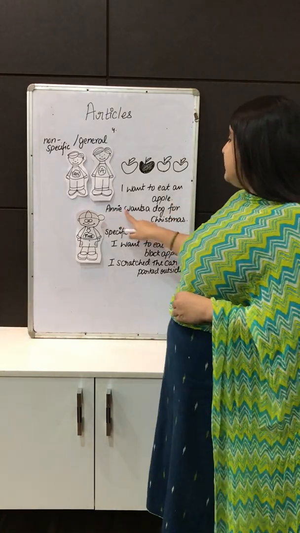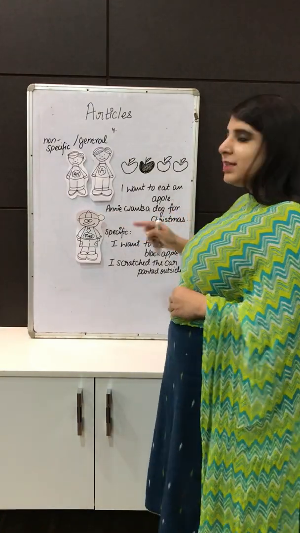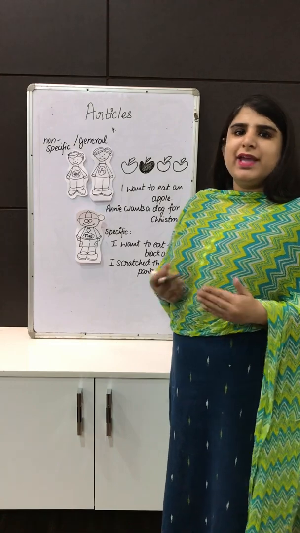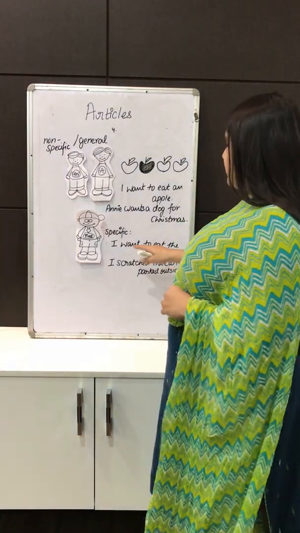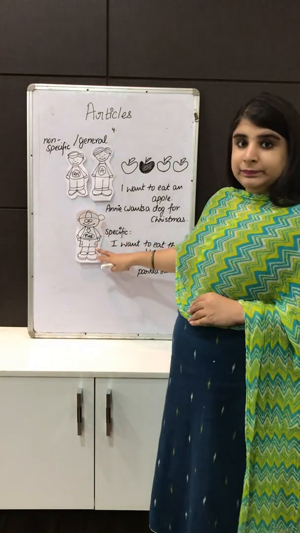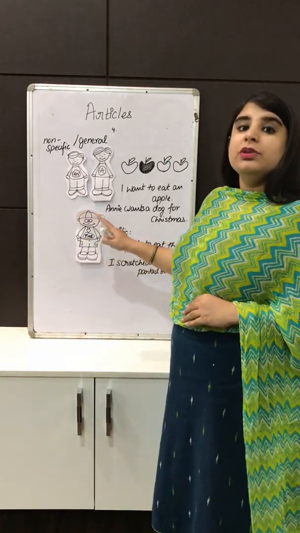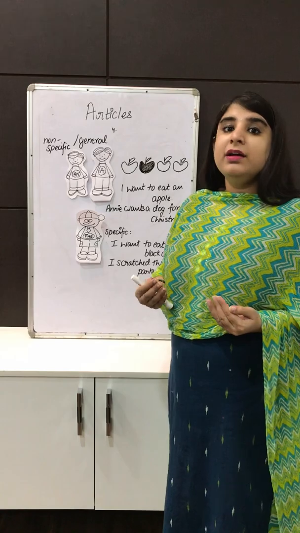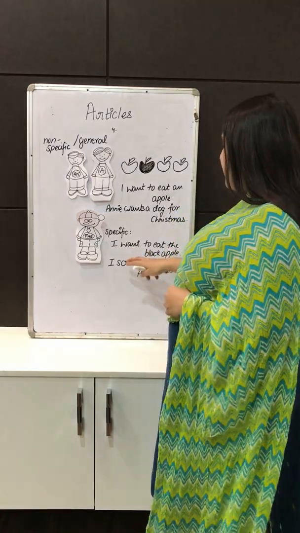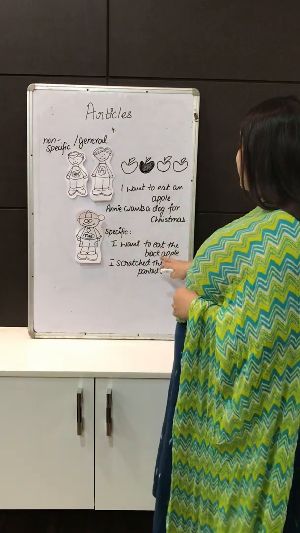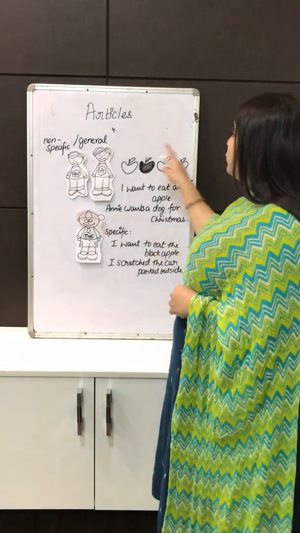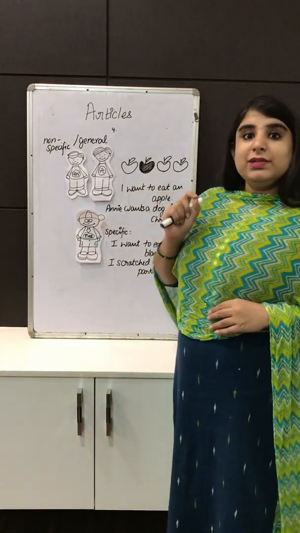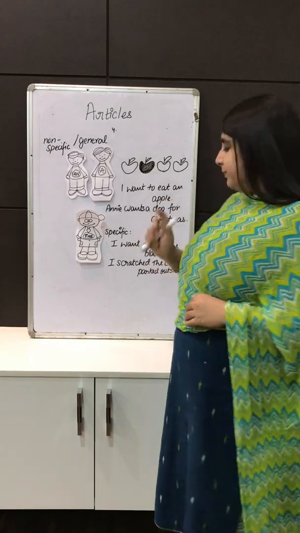When I say Annie wants a dog for Christmas, that means Annie is referring to any dog that she would like to get for Christmas. Similarly, when I talk about the, so the is used to point out specific nouns. Say for example, when I say I want to eat the black apple, now I'm being specific about the apple, that out of these I only want to eat the black apple.